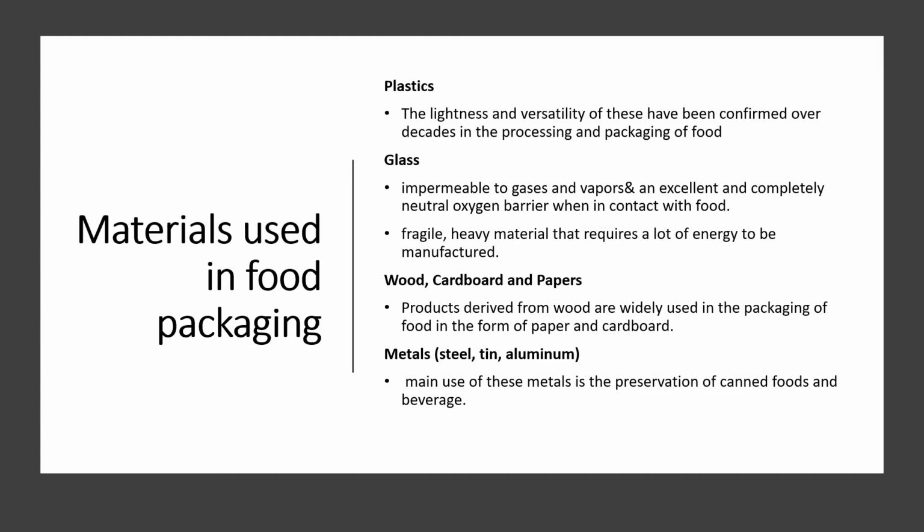Next, we have wood, cardboard, and papers. So products derived from wood are widely used in the packaging of food in the form of paper and cardboard. So paper is a very cheap, lightweight product with excellent printing capacity, although it is very sensitive to moisture. But it can be corrected with a combination of paper and other materials such as plastic or paraffin.